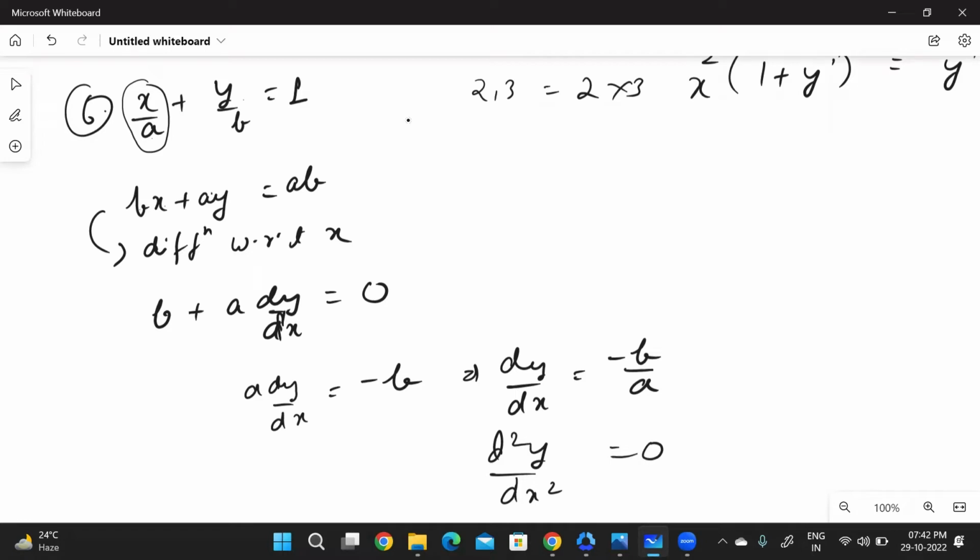Let's check the answer. Sixth one is y2 equals to 0. So this is the differential equation for this curve. Yes, I got it.